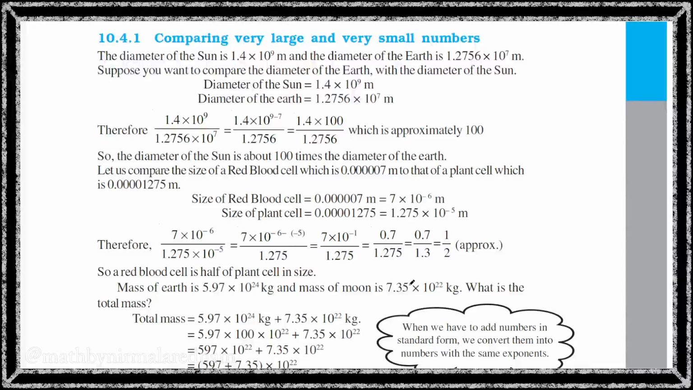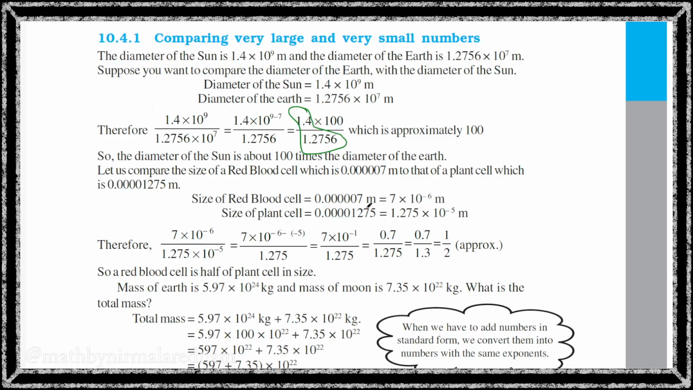Next, how do you compare very large and very small numbers? They're asking us to divide one by the other, and then you will see that if the ratio is greater than 1, then the numerator is greater than the denominator, and so on. But in order to do that, you will have a lot of these kinds of numbers which you have to have an idea of, or you can proceed in this way.